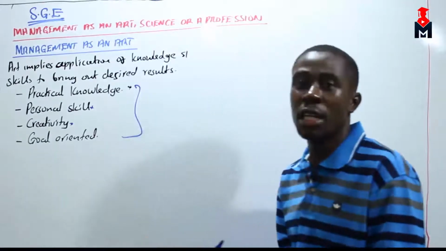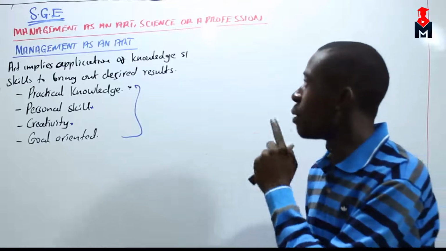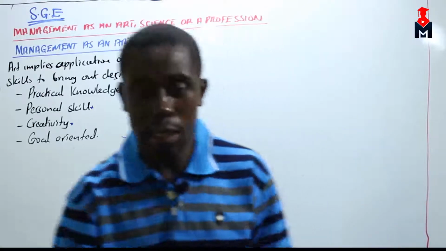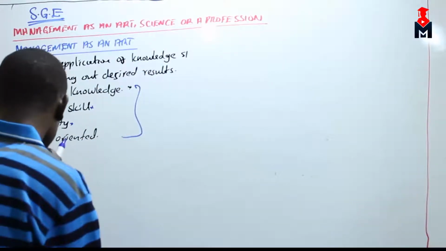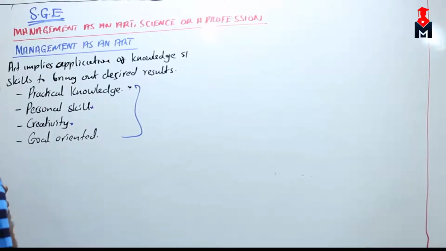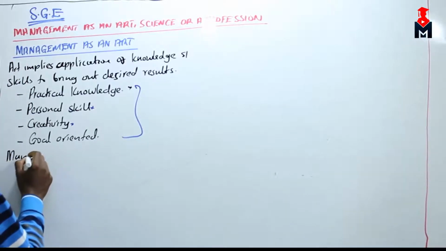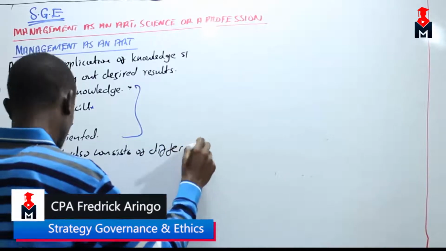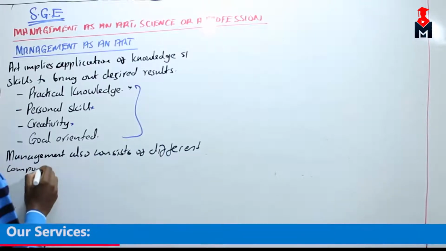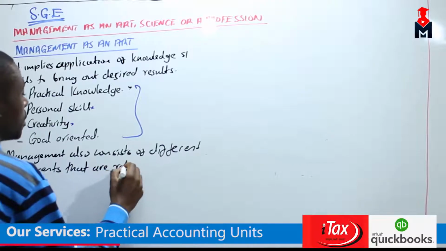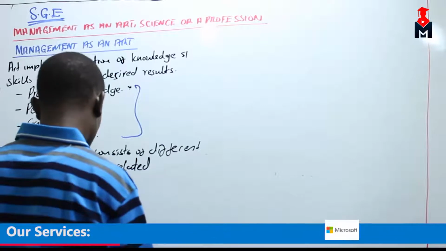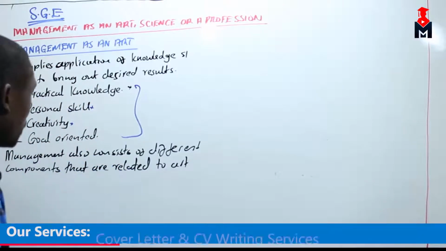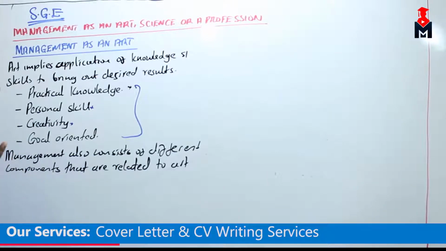What about now when you bring in management? How will management relate to art? You also find that in management, my good students, managers will also denote the following skills. So relating it to an art, maybe you can mention and say that management also consists of different components that are related to art. So this is some of what we'll be talking about.